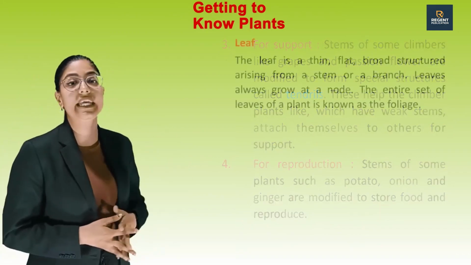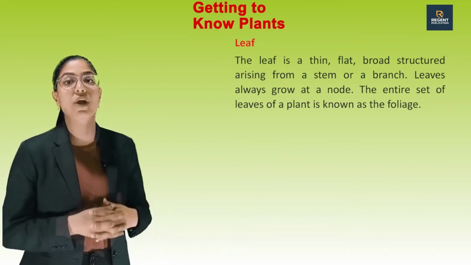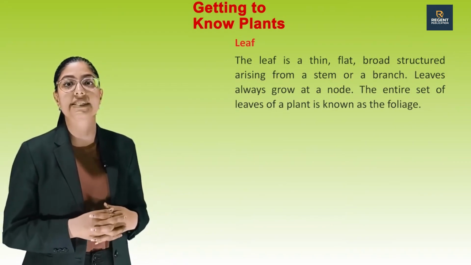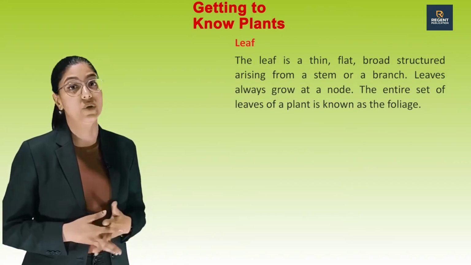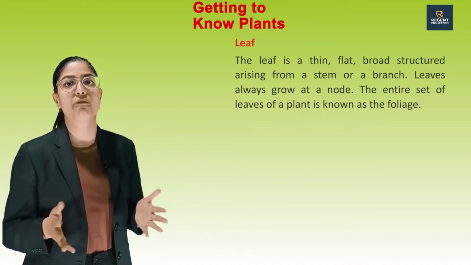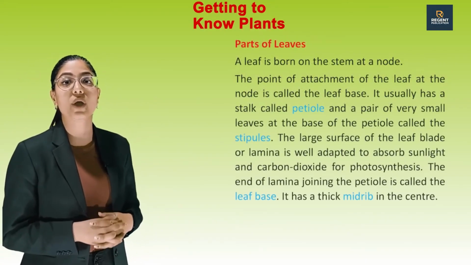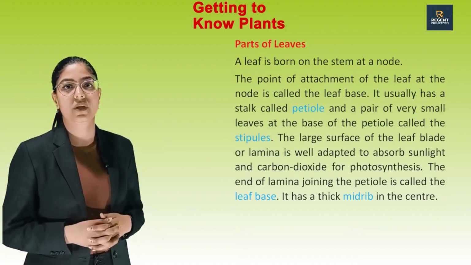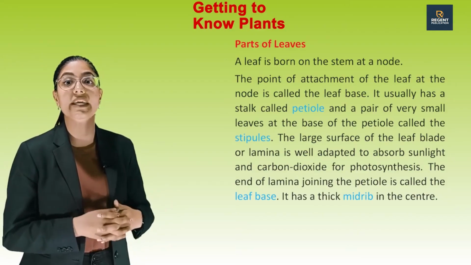Next is leaf. The leaf is a thin, flat, broad structure arising from a stem or a branch. Leaves always grow at a node. The entire set of leaves of a plant is known as the foliage. Parts of leaf. A leaf is borne on the stem at a node. The point of attachment of the leaf at the node is called the leaf base.